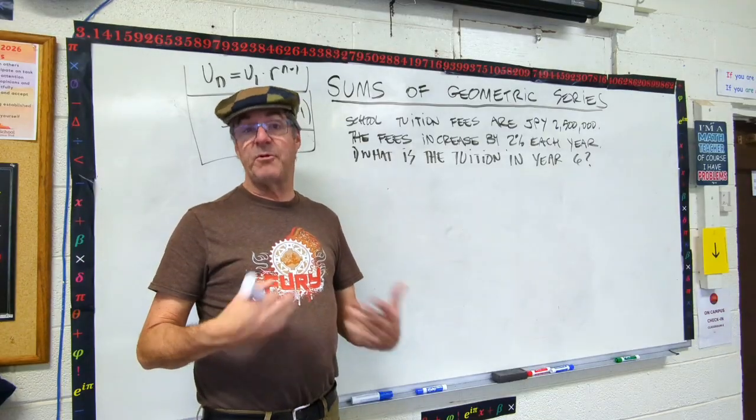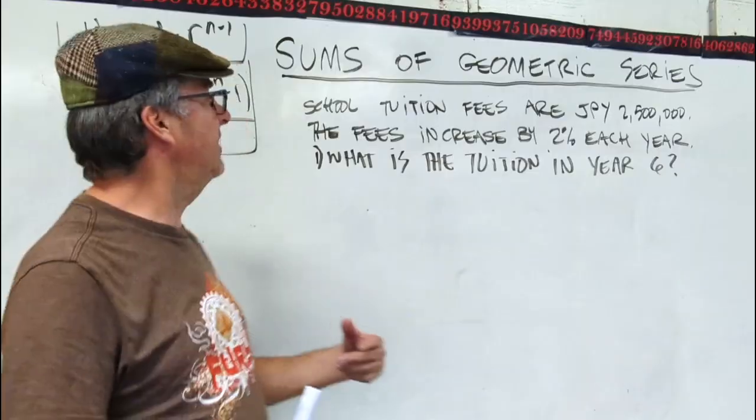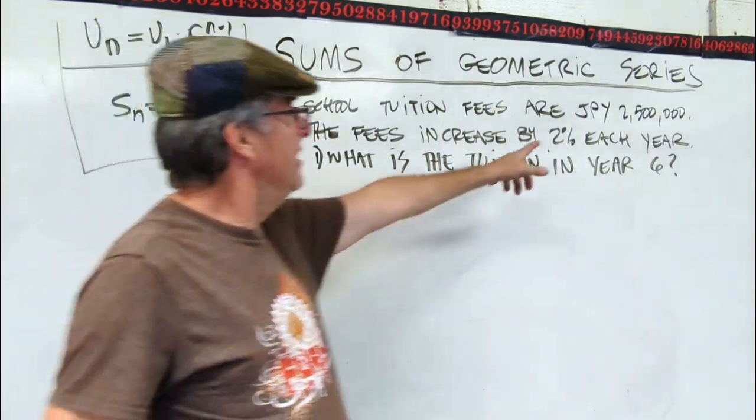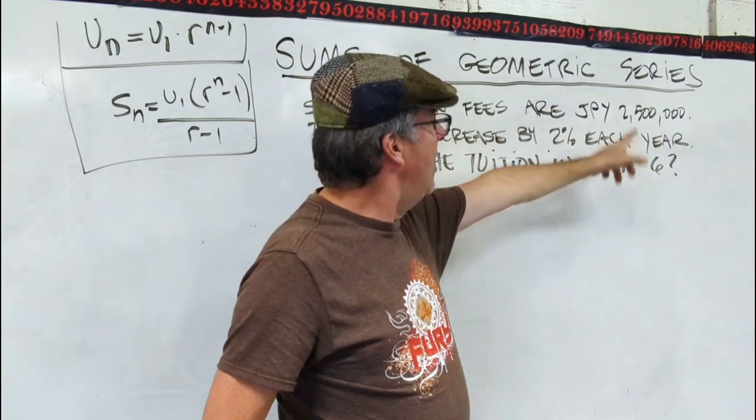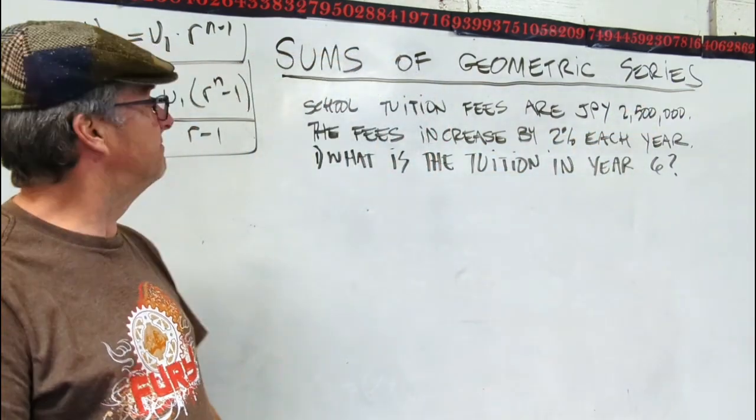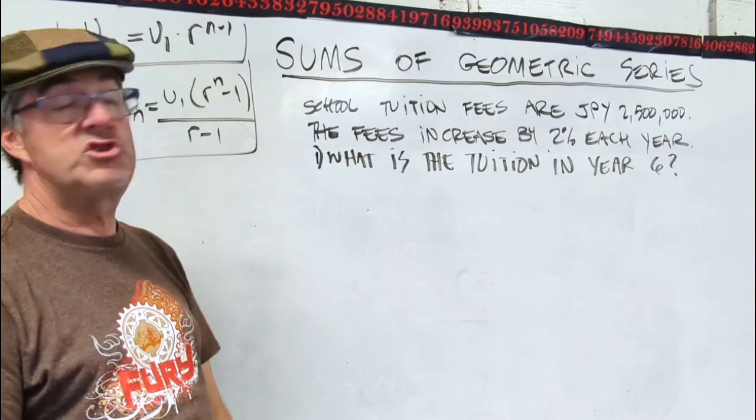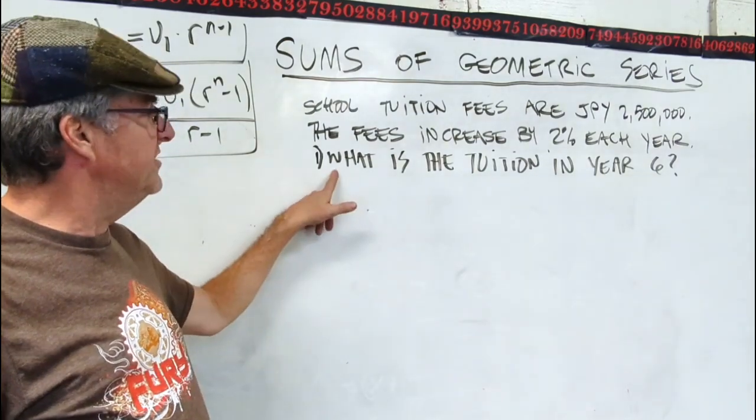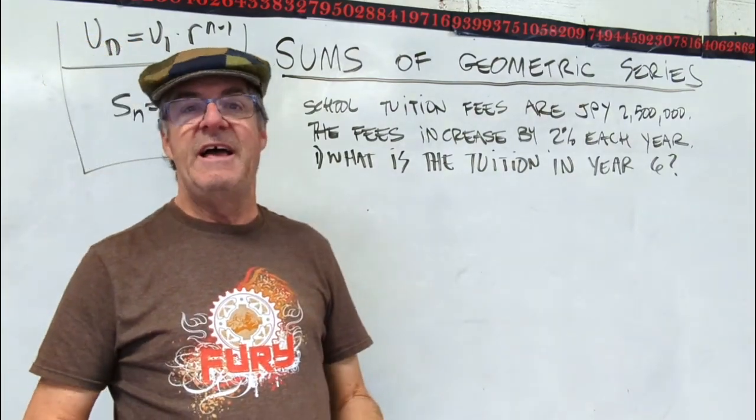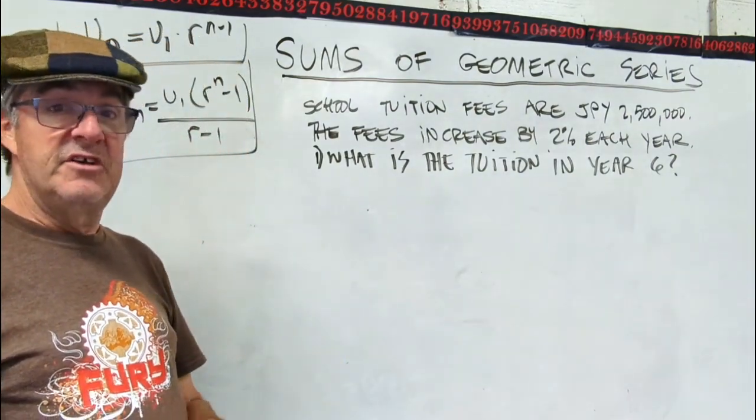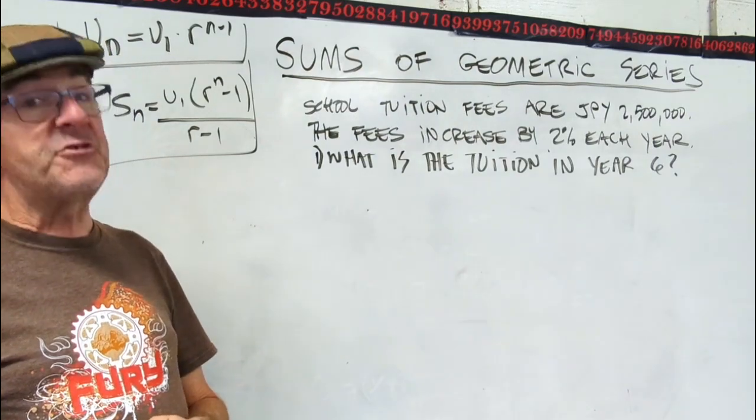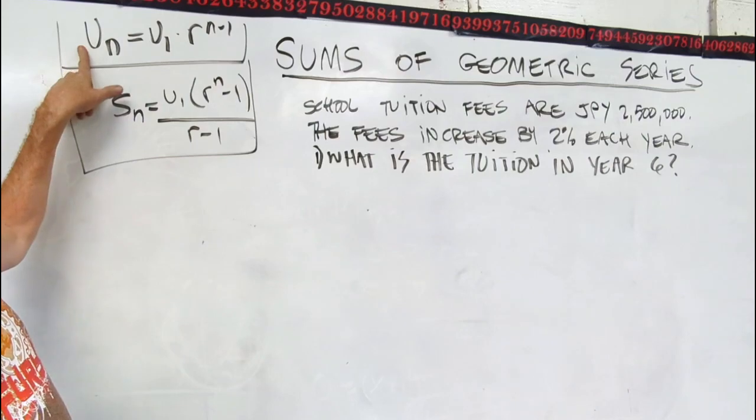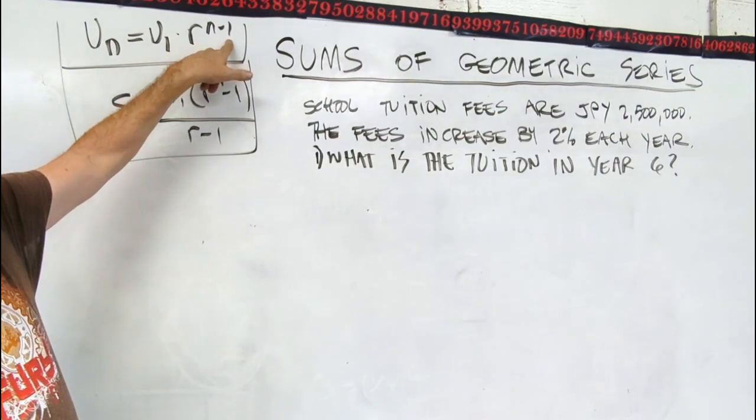Okay, let's do an example problem. Pretty simple, big numbers. School tuition fees, this was probably a boarding school, in Japanese yen, JPY, are 2,500,000. The fees increase by 2% each year. The first question is, what is the tuition at year 6? So this is going to go back to finding the nth term of a geometric sequence, and that would be this formula, un equals u1 times r to the n minus 1.